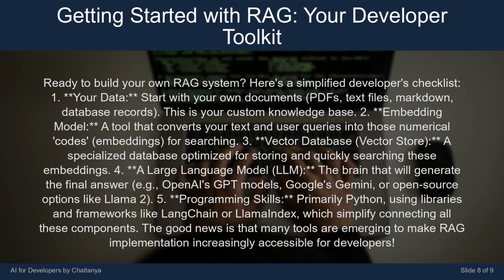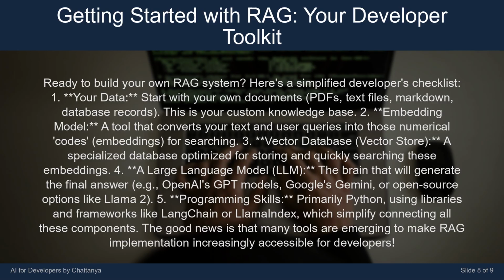Here's a simplified developer's checklist. 1. Your data. Start with your own documents. PDFs, text files, Markdown, database records. This is your custom knowledge base. 2. Embedding model. A tool that converts your text and user queries into those numerical codes. Embeddings, for searching. 3. Vector database. Vector store. A specialized database optimized for storing and quickly searching these embeddings.